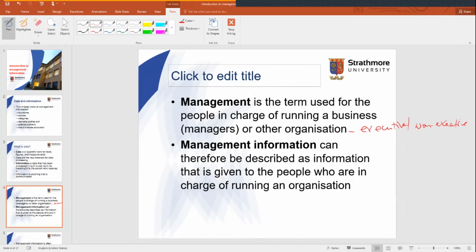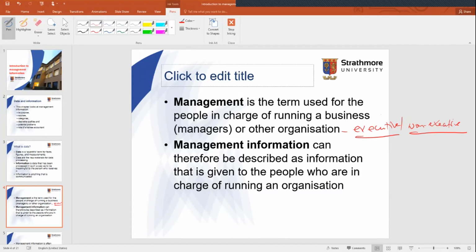What is the difference? Executives, don't forget, are the ones involved in the day-to-day running of the company. The non-executives, on the other hand, are the ones given the mandate, for example the board of directors, to oversee that the executive, the day-to-day management of the company, is running the company as fairly as they should. So this is more towards oversight.